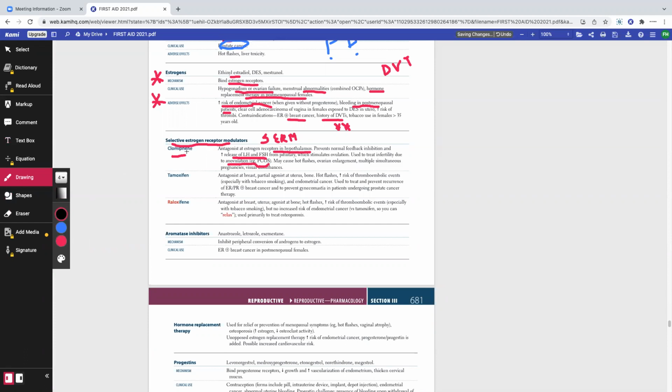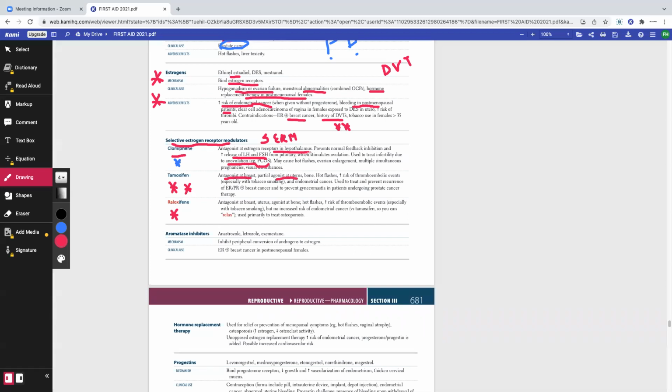But when you compare clomiphene with tamoxifen and raloxifene, clomiphene usually receives a blue, and tamoxifen and raloxifene receive reds because they are very high yield, especially tamoxifen. What is tamoxifen? It's a selective estrogen receptor modulator. Selective means these drugs selectively act as an antagonist at some estrogen receptors and as an agonist at other estrogen receptors. For example, tamoxifen acts as an estrogen antagonist at the breast, but an agonist at the uterus.